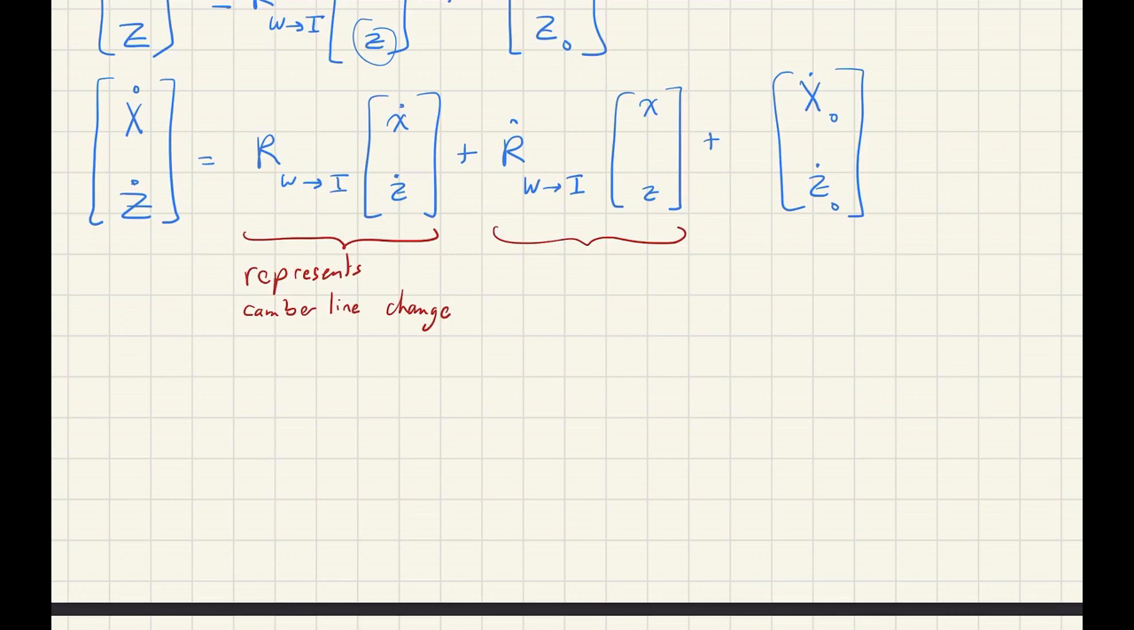This here is related to pitching. So if you have an alpha dot term, if you're pitching, then this term is non-zero. So this is 0 if alpha dot is equal to 0. And since we attached our wing fixed frame to the leading edge, any pitching would happen on the leading edge. However, if you want to pitch about some other point, all you have to do is, in your formulation, move the origin of the wing fixed frame to that point. And then finally, this represents the wing velocity.